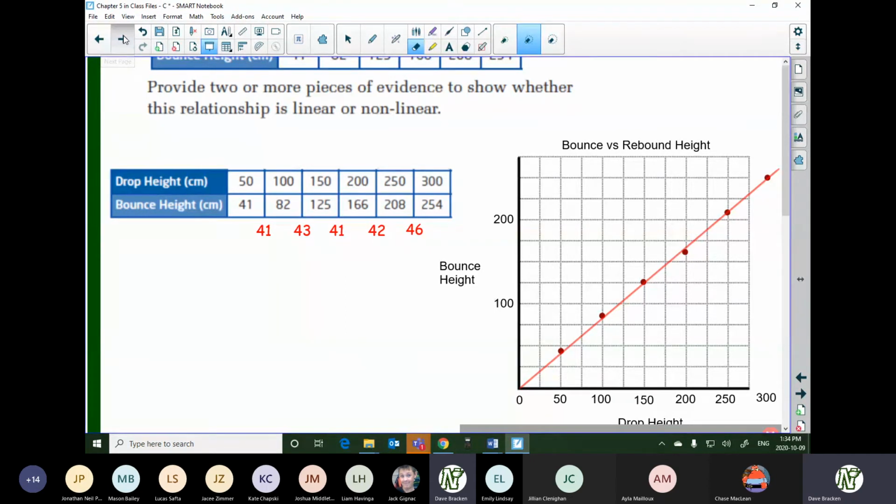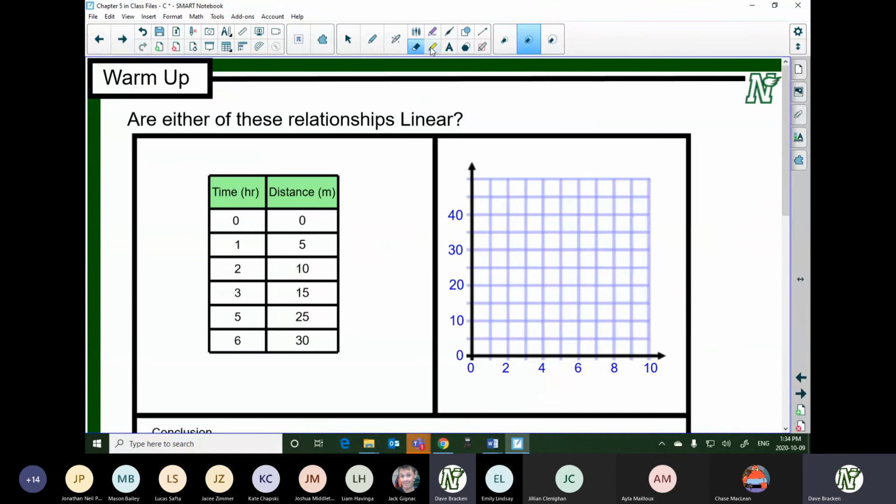Last thing before I pause this and we take a quick break here. These two, are these linear or not? Okay, so we go up by 5, up by 5, up by 5, up by 10, then up by 5.